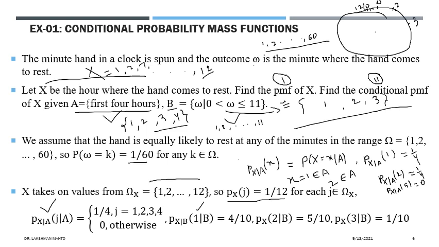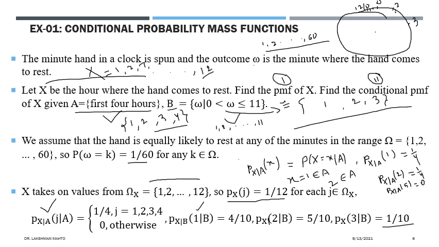Likewise, conditional probability for x given B, for x equal to 2 it would be 5 by 10, and for x equal to 3 given B, it would be 1 by 10, only this one is happening. So that's why 1 by 10. For other values of x, the conditional probability mass function would be 0. So only these are the non-zero values of the probability mass function: 4 by 10, 5 by 10, 1 by 10.